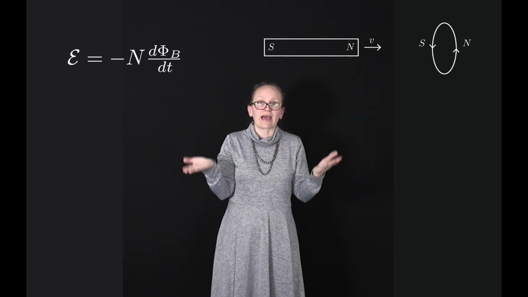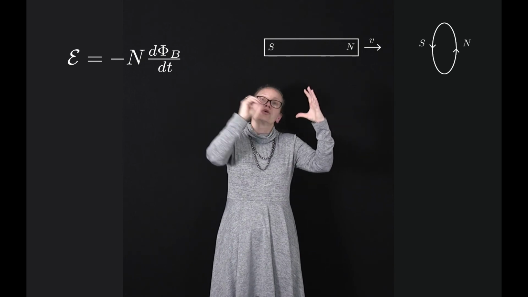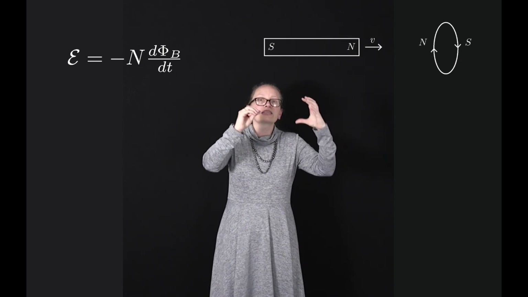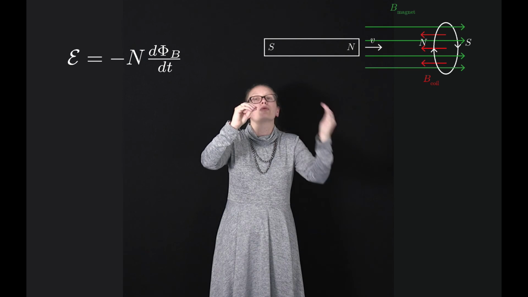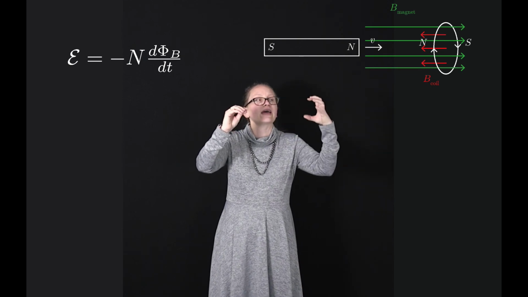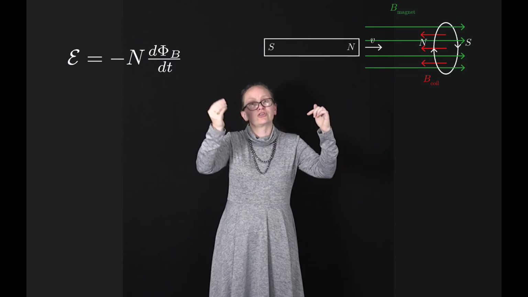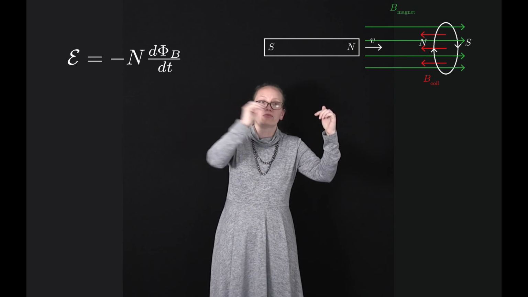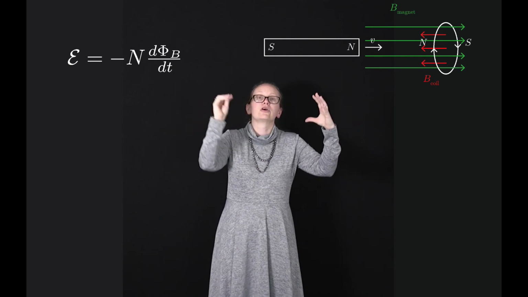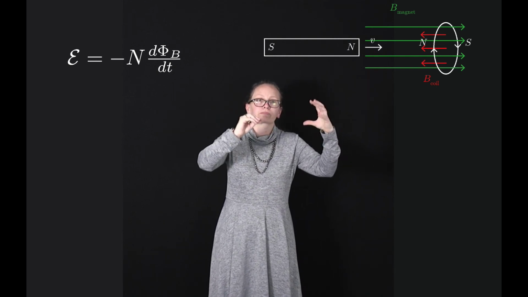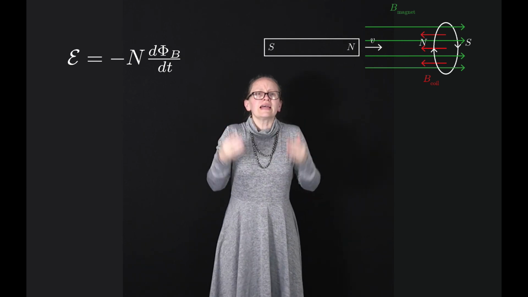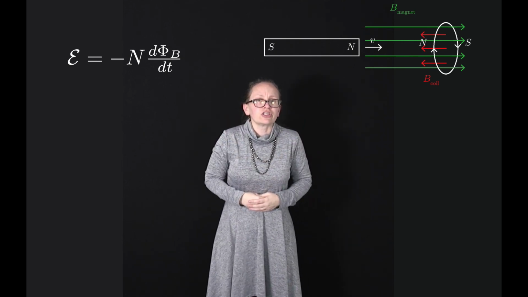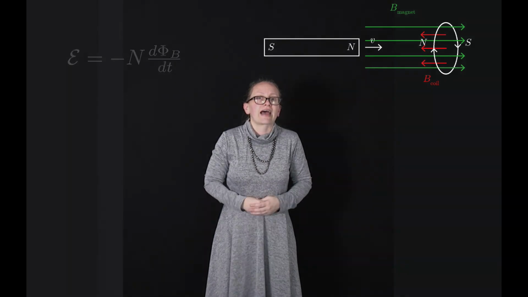So this can't happen. When we move a magnet towards a coil, it must induce a pole which opposes that change. So we get a north pole induced closest to the north pole when we move the north pole of a magnet towards that coil. So let's have a look at a demonstration which clearly shows this now.